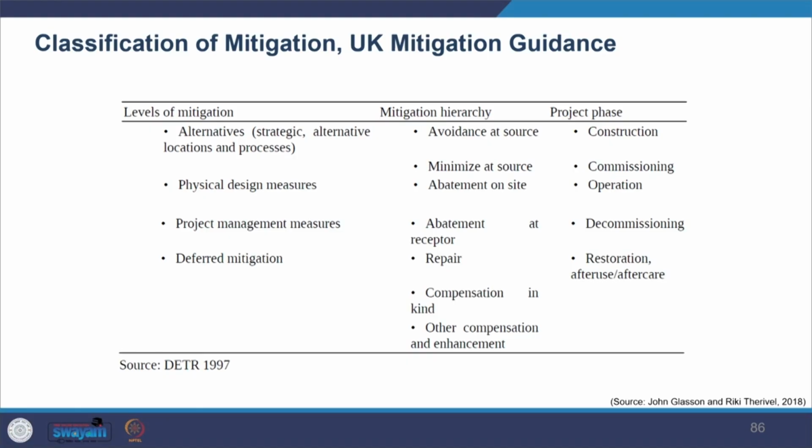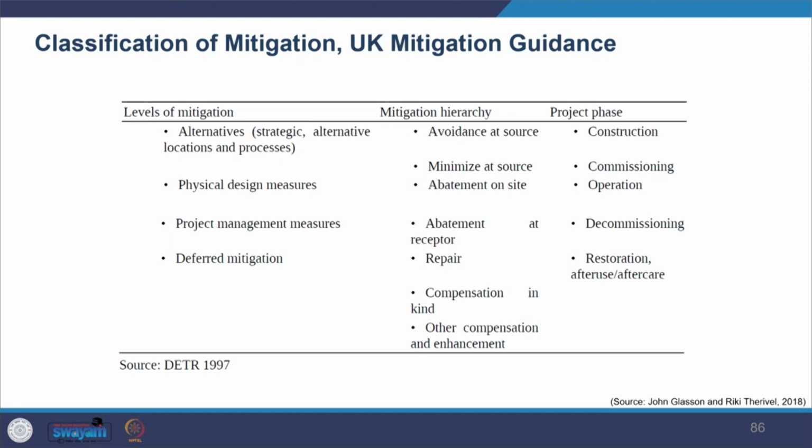And then there are other classifications of mitigations, like what kind of mitigations can be done. You can have alternatives, physical designs, project management measures, and deferred mitigation. So you can have alternatives in your project, and you can also have design measures where you improve the technology and the way you approach the problem. You can also improve things by managing the project in a certain way, and then you can have a deferred mitigation, where you sequence the mitigation in order. So you see the mitigation hierarchy: avoidance at the source, minimize at the source, abatement on site, then repair, compensation in kind, and other compensation and enhancement.